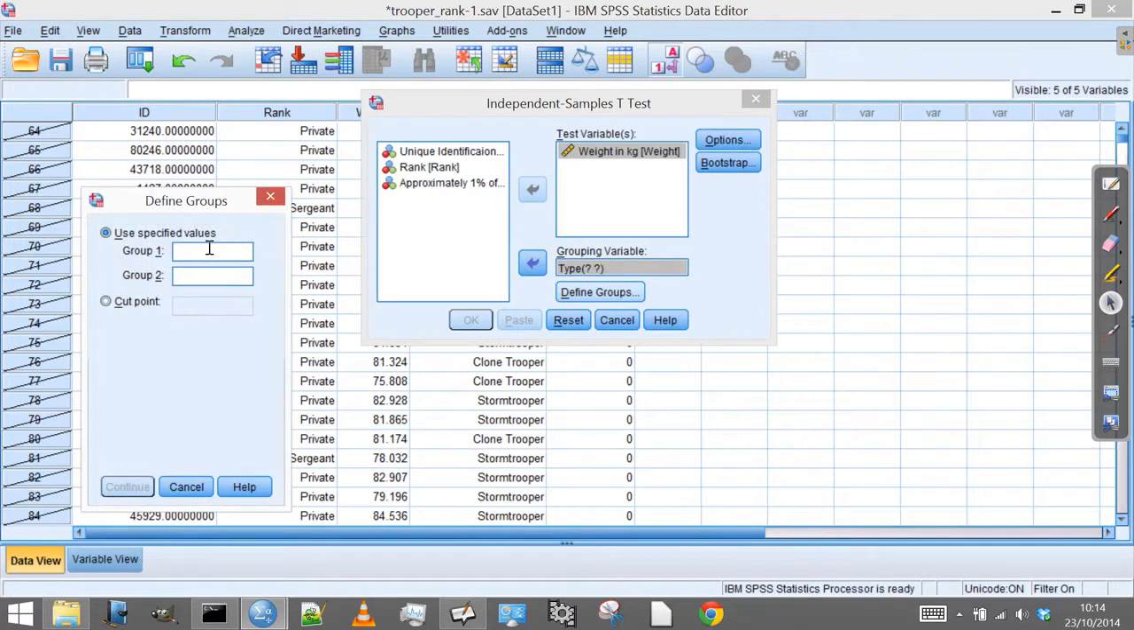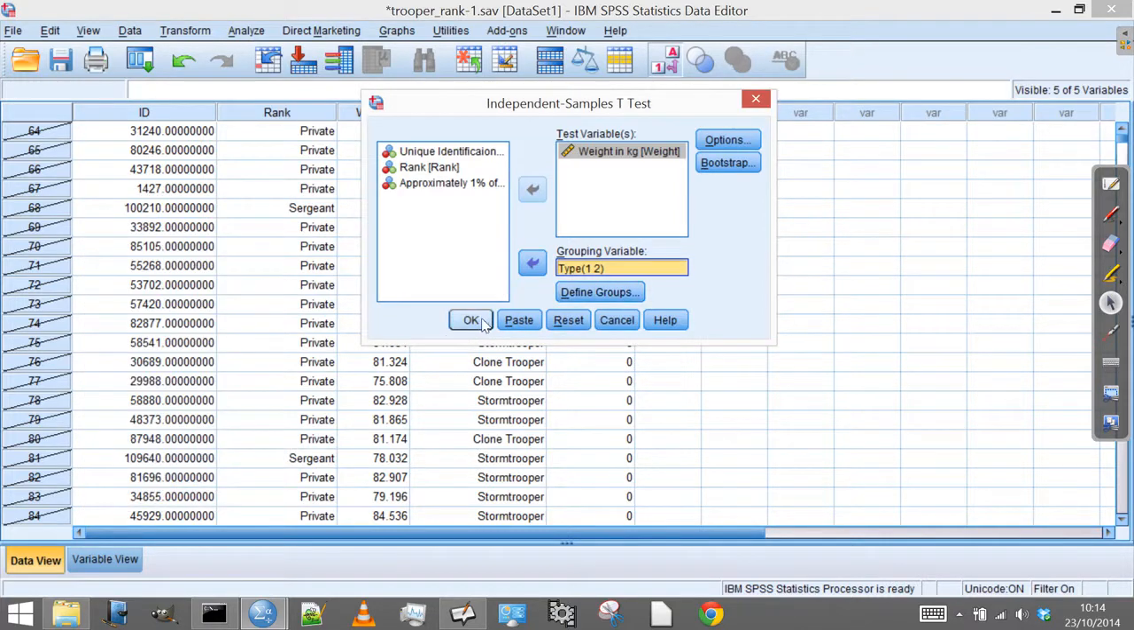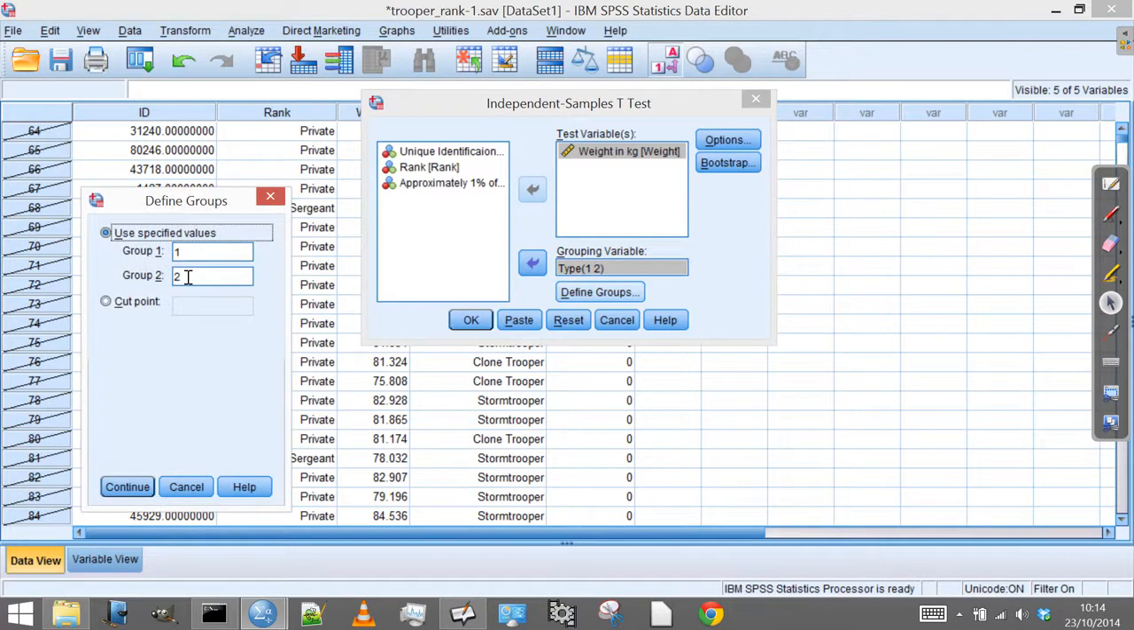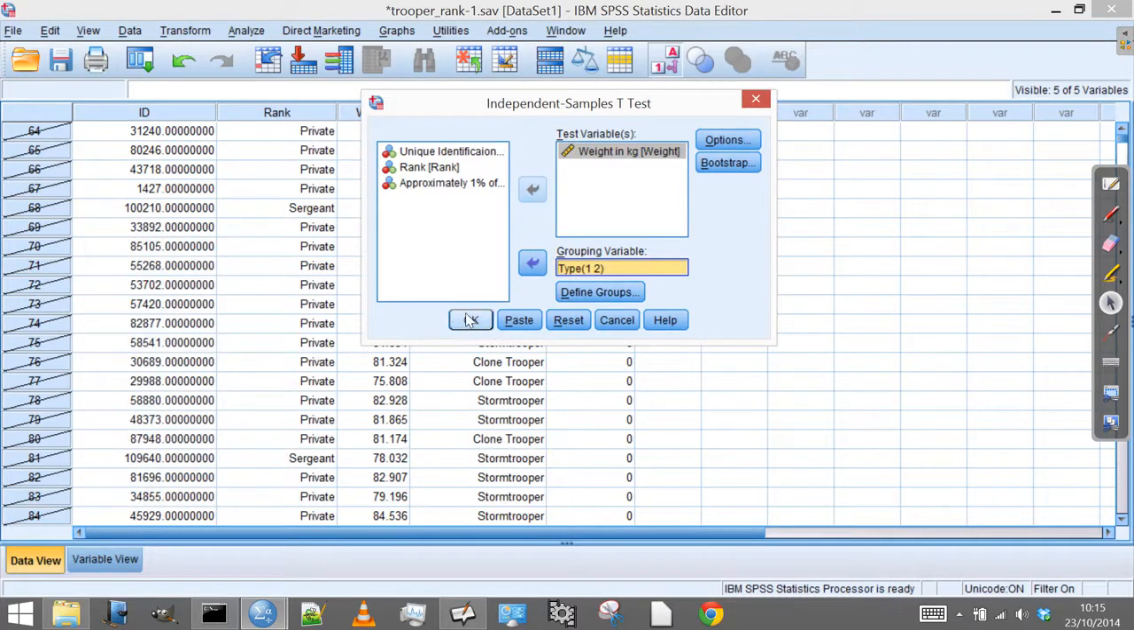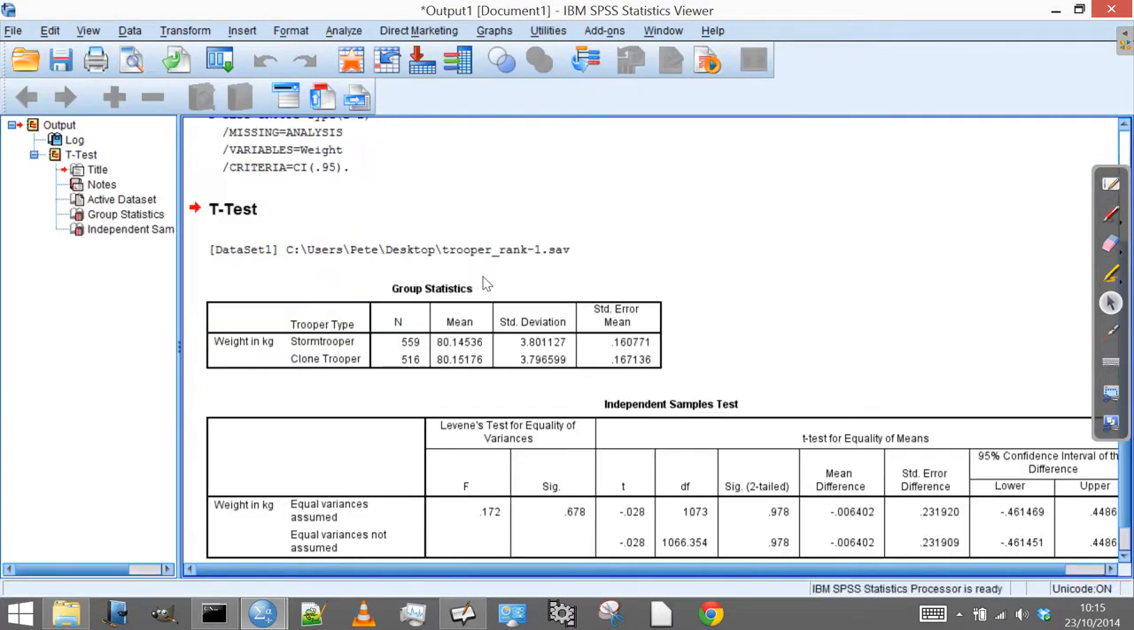We only have two groups, and they are labeled 1 and 2. So we have group 1 and group 2. So in these boxes, 1 and 2. And once you've done that, we press continue. You should see that you have type 1, 2 in that box. So you press define groups, put 1 and 2 in the groups boxes there, and press continue, and then press OK. And you should get this kind of output.